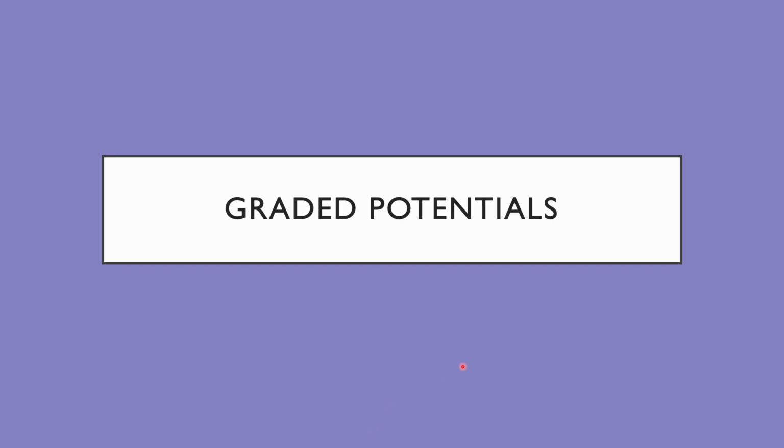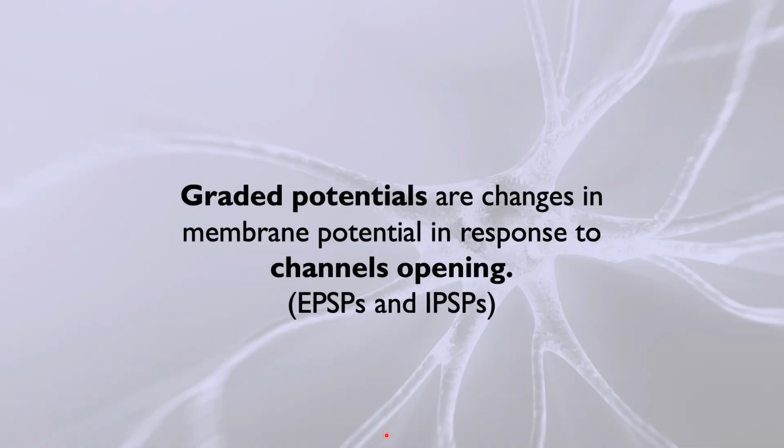Now that we've talked about action potentials in depth, we're also going to talk about graded potentials. If you remember, we did discuss graded potentials in chapter 4 briefly when I talked about how these are smaller potentials. And a great example of graded potentials is the sodium-potassium pump. So now we're going to talk more about synaptic integration. Graded potentials are changes in membrane potential in response to channels opening. They generate something known as excitatory postsynaptic potentials and inhibitory postsynaptic potentials. And we're going to talk about these in more depth.